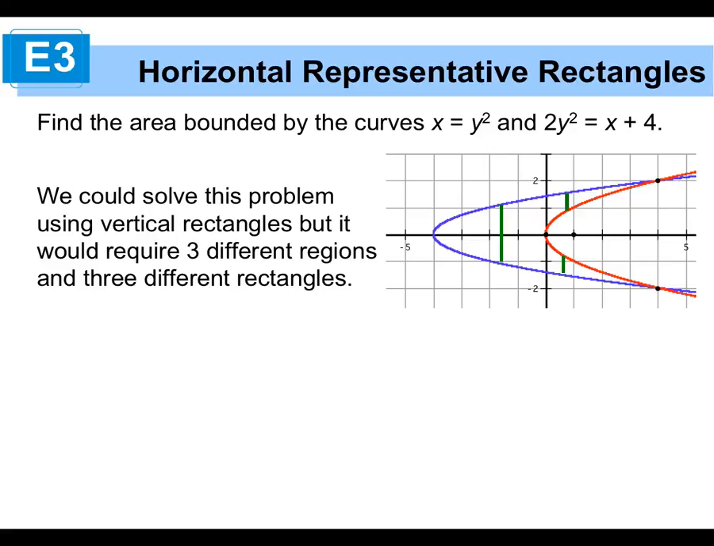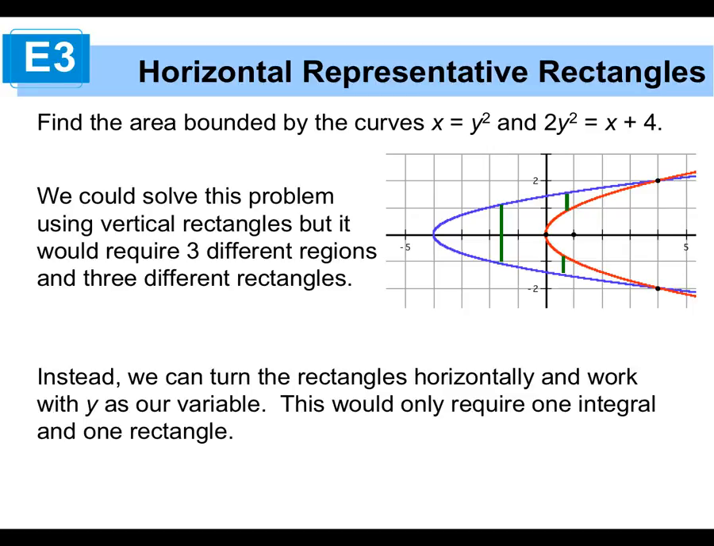Well, there's some other ways that we can cheat. Before we get to horizontal rectangles, what I could do is just find the area above the x-axis, stop my rectangle there, find the area of that region up above and double it because they'd be the same. But what you'll see is that if I do it in horizontal rectangles, I need only one integral.